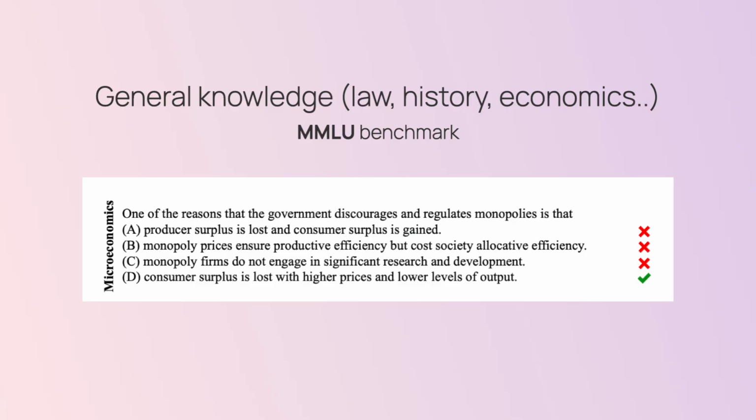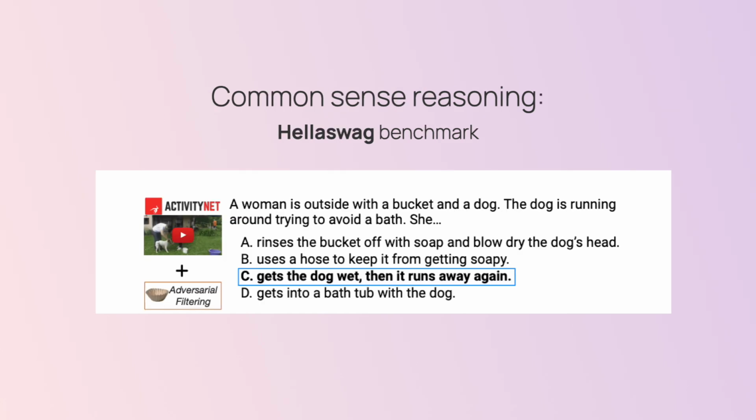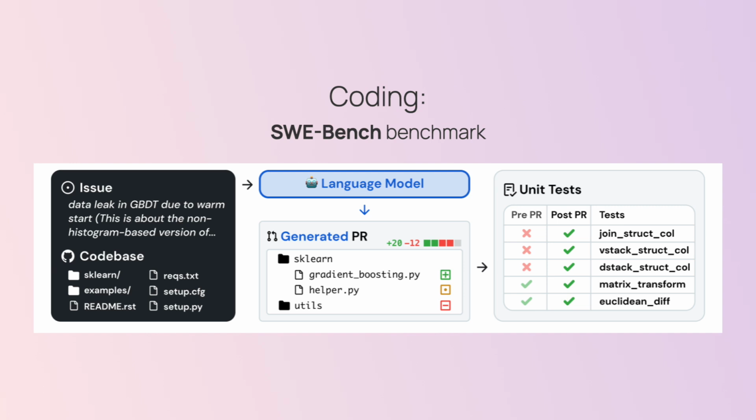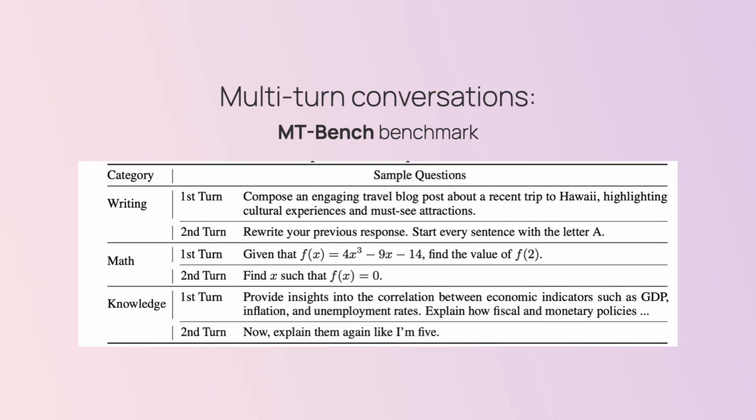For example, MMLU tests general knowledge in subjects like history and law. HellaSwag tests common sense reasoning. There are tons of mathematical benchmarks where they ask LLMs to solve mathematical problems. There are also code benchmarks where you ask the model to write code to answer coding tasks. MTBench is an interesting one. It tests how LLMs handle multi-turn conversations.